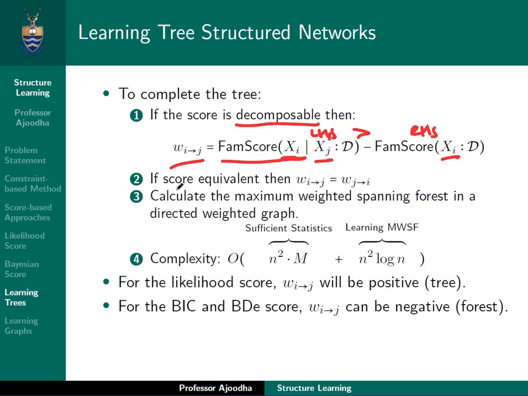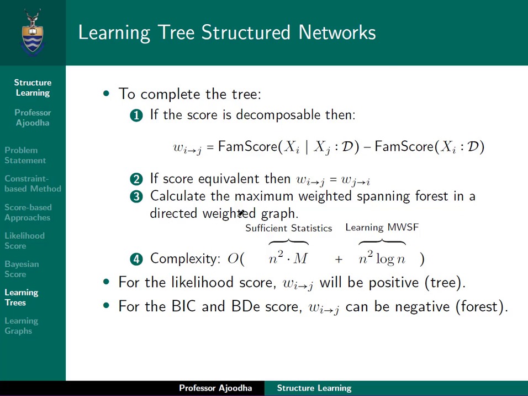Okay, so if the score is score equivalent, then I think it goes without saying that the weight going from i to j will be the same as from j to i. In other words, if it's score equivalent, then this will give you the same as this. So this will give you the same score, which is useful as well. So how do we do this? Well, to learn this tree is very simple.